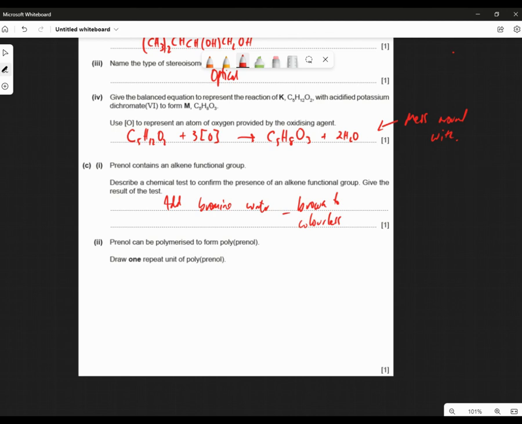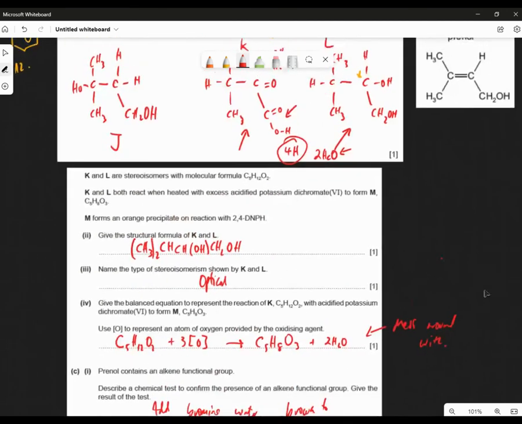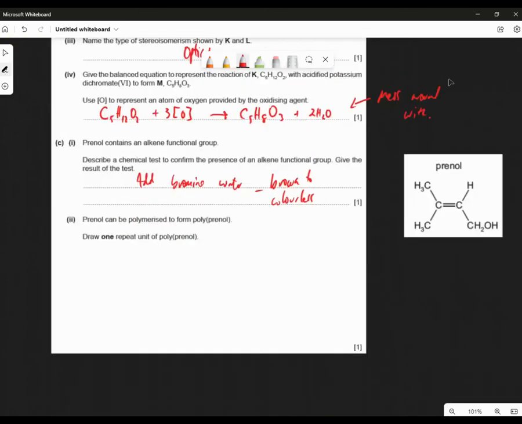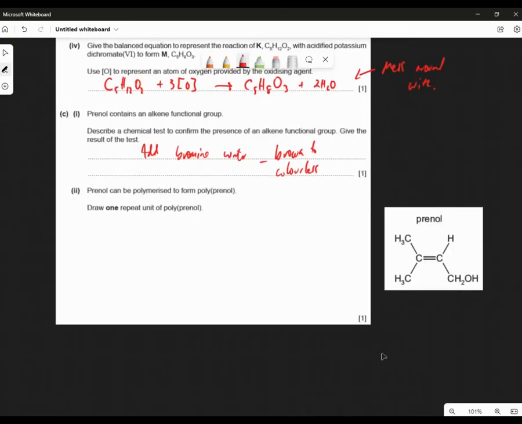It can be polymerized. Draw a repeat unit of the prenol. There's the prenol there. Let me bring it down. Okay, so let me draw one prenol. CH3, CH3, CH2OH. This is very simple. I'll show you how to do it. You get rid of the double bond. Draw a line there, draw a line there, and that is the repeat unit. It's as simple as that. I hope that helped, and I'll make another one.